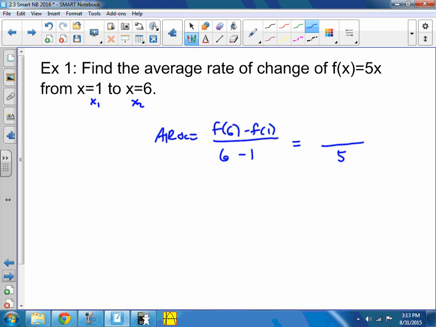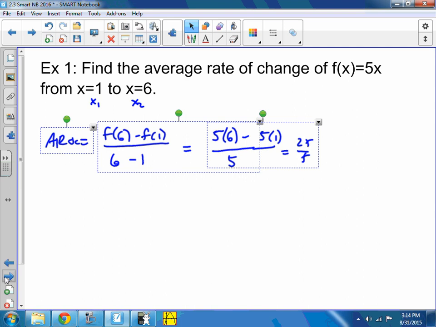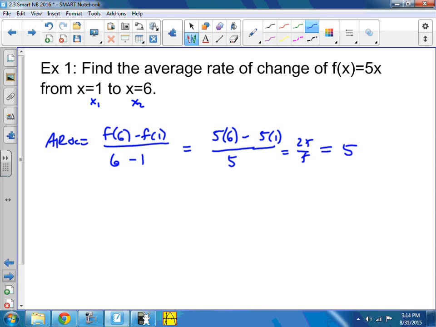So the function is the 5 times a number function. That's the rule. You multiply the number by 5. So in this case, we would be finding f of 6, which is 5 times 6, and f of 1, which is 5 times 1. And we basically end up getting 30 minus 5, which is 25, all over 5, which in turn is 5. So all of this just turned out to be 5 on this problem. Now let's talk real briefly about what it means.